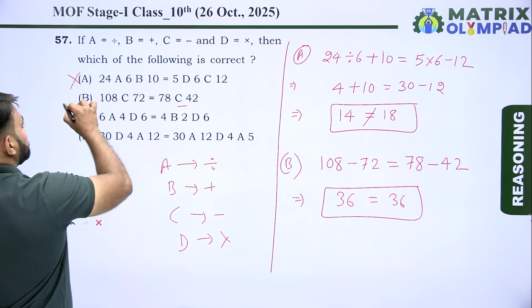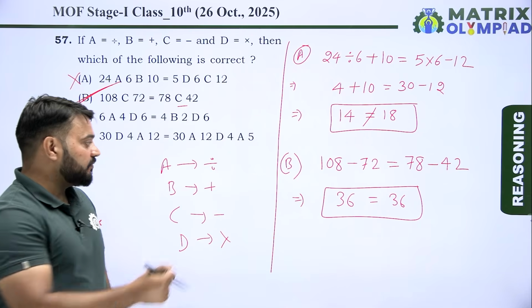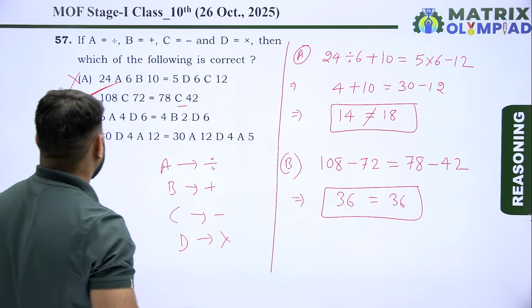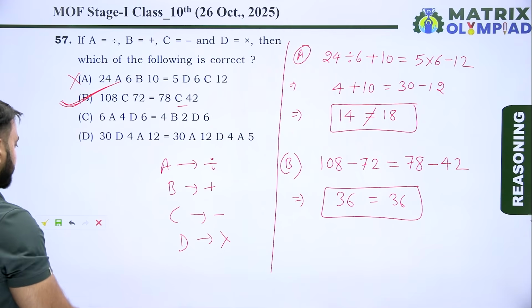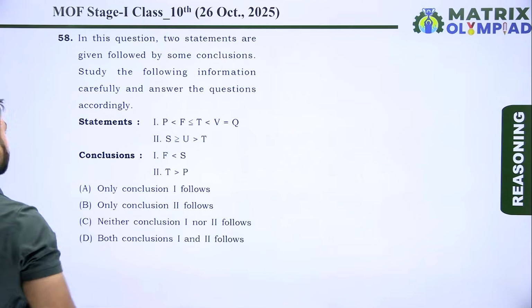सो हेयर ऑप्शन बी इज द करेक्ट आंसर ऑफ दिस क्वेश्चन, because value of LHS side is 36 and value of RHS side is also 36. So here option B is the correct answer of this question. Let's move on to the next question. So now next question is question number 58.